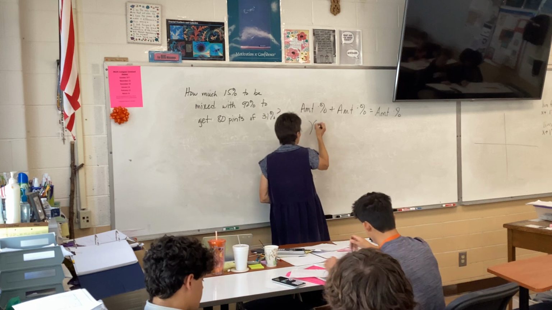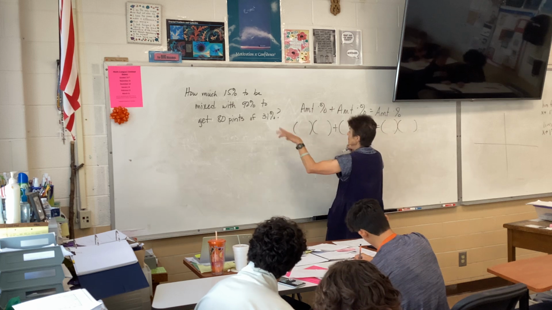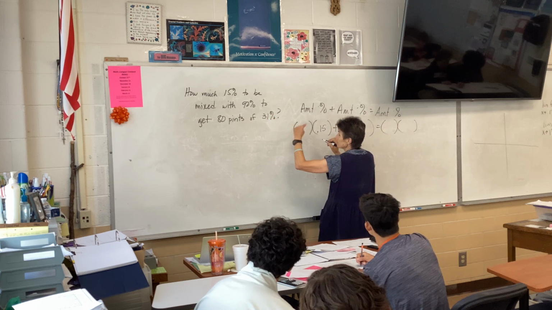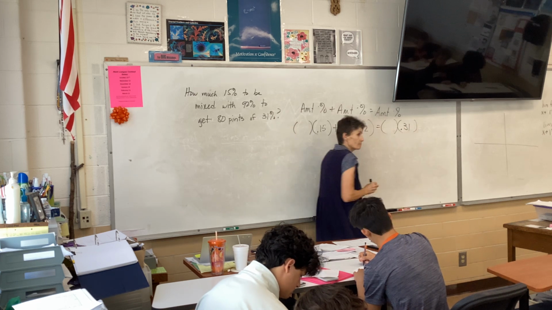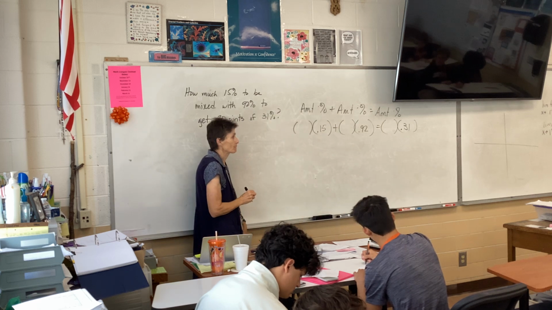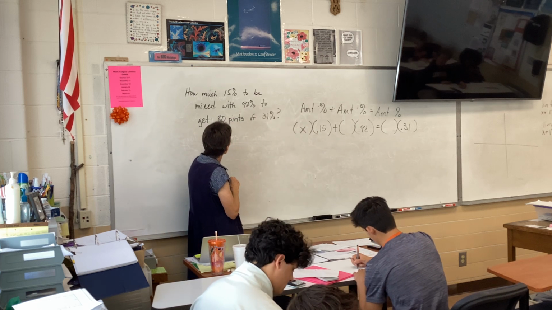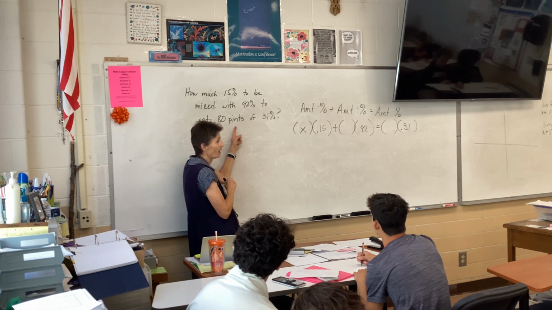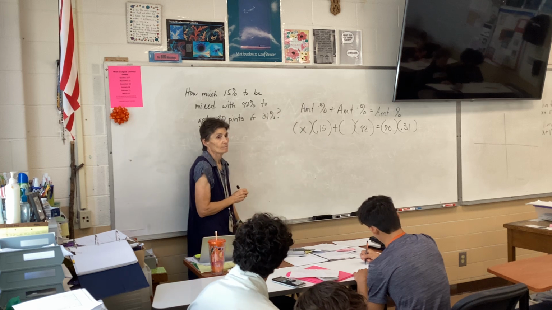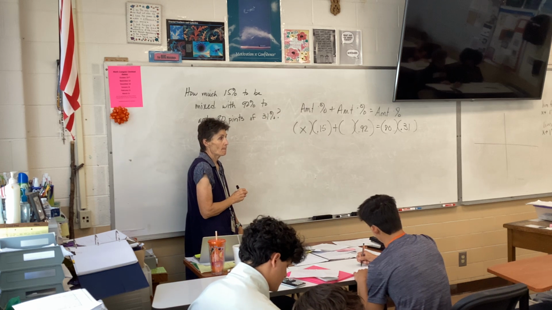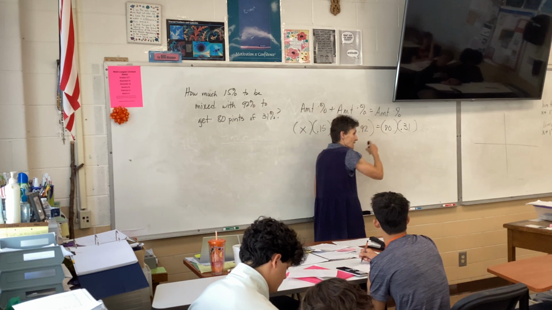So, what are my percentages? I always have those, fill those in. What have I got? 15%, 92%, 31%. So far, so good? How much, there's that X, to be mixed with 92 to get 80 pints of 31? Right? Now remember, these two added together have to be 80.